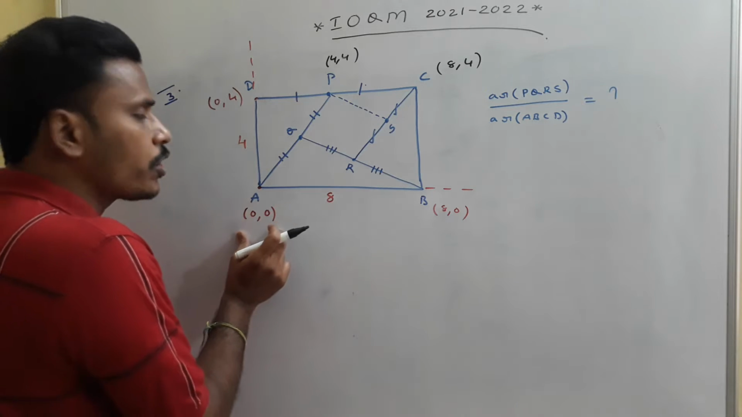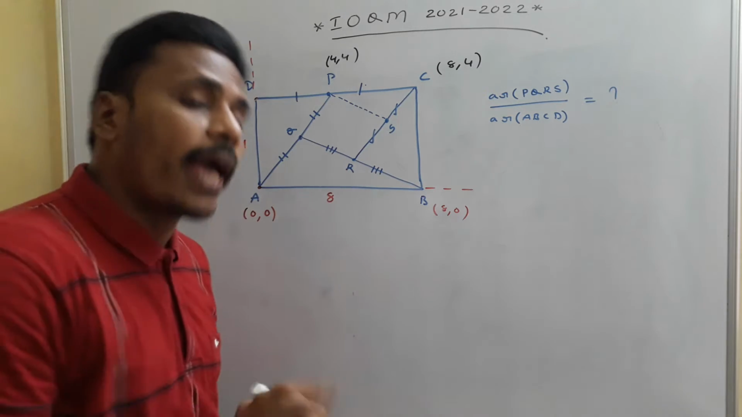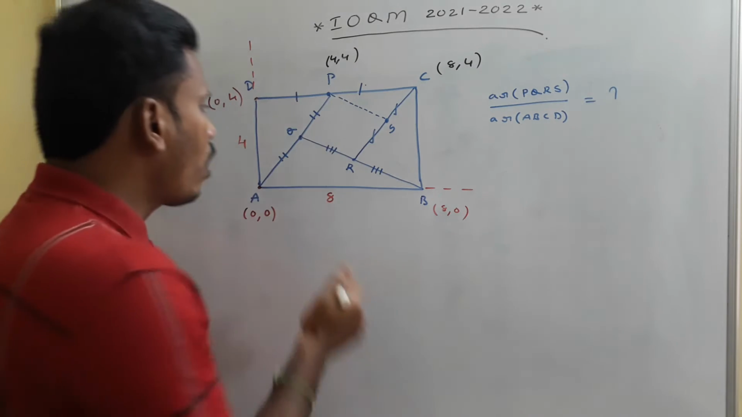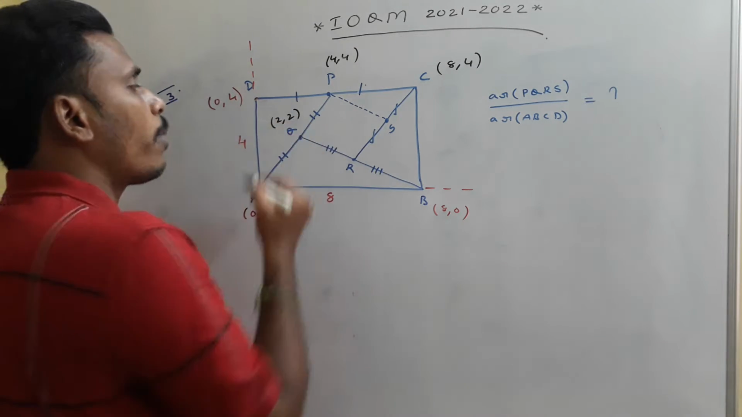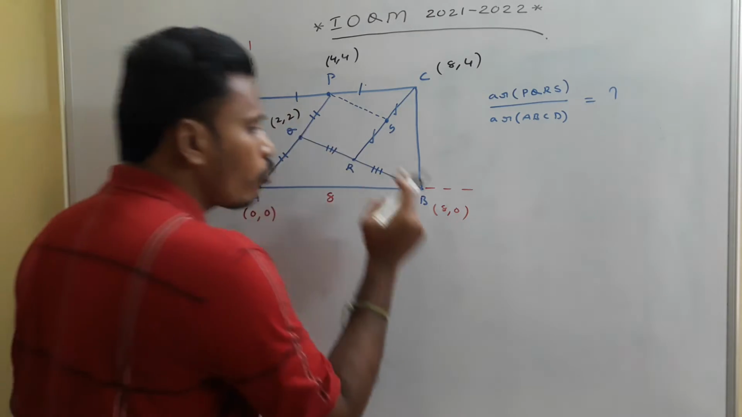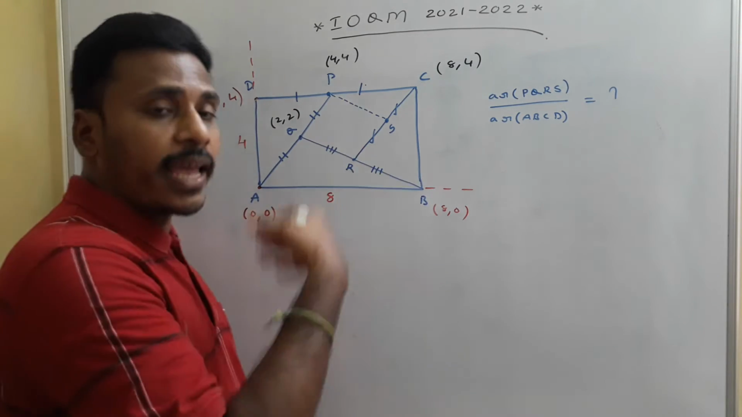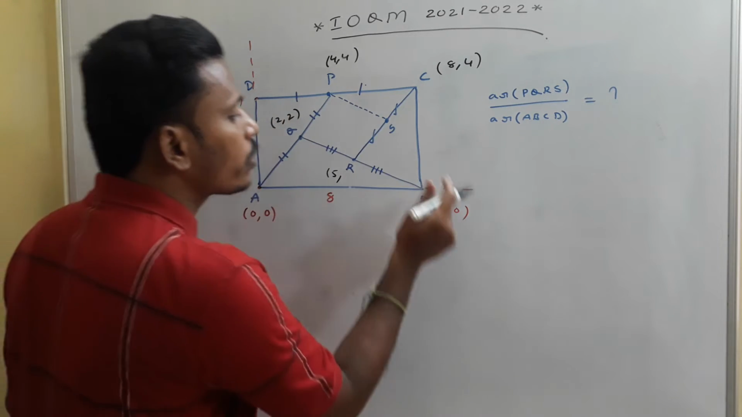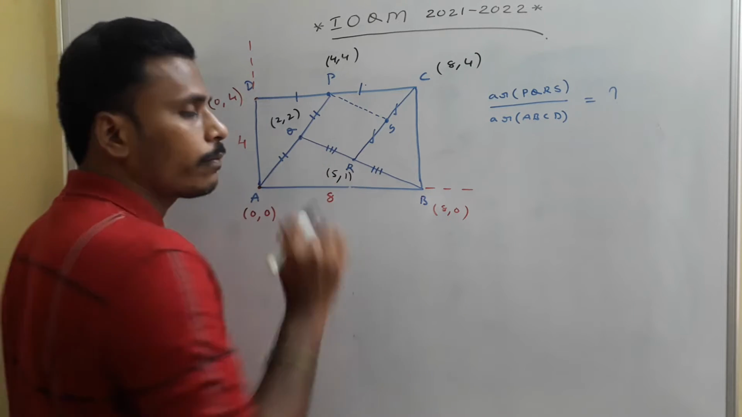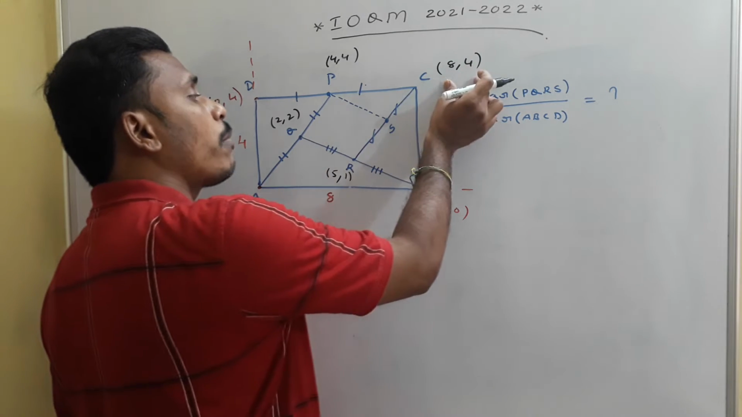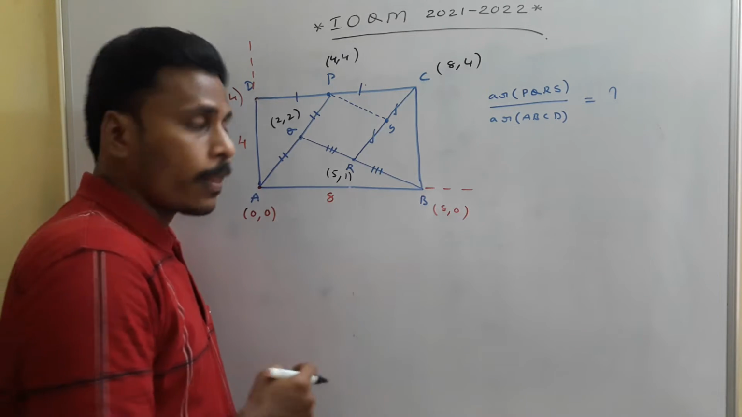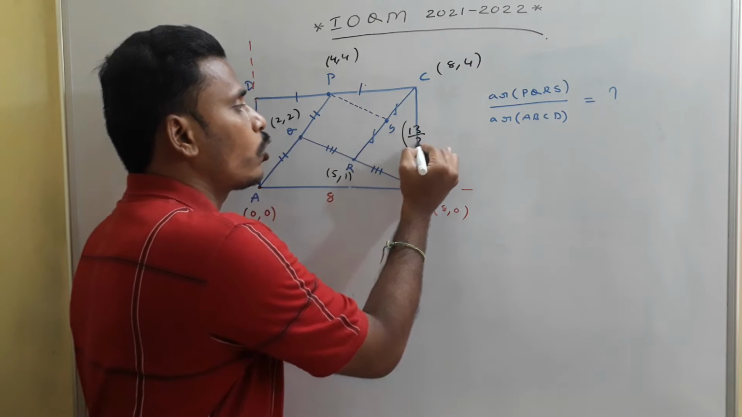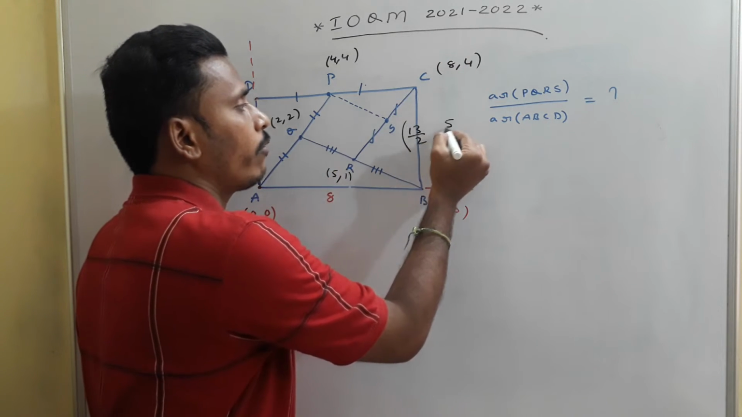This is (4,4), this is (0,0), and what about Q? Again use the midpoint formula: 0 plus 4 by 2, 0 plus 4 by 2, and the coordinates of Q are (2,2). Q is (2,2), B is (8,0), R is the midpoint. Again use the midpoint formula: 2 plus 8 by 2 is 5, 2 plus 0 by 2 is 1. So R is (5,1) and this is (8,4). What about S now? S is again the midpoint of these two: 8 plus 5, so the coordinate is 13 by 2 comma 4 plus 1, 5 by 2.